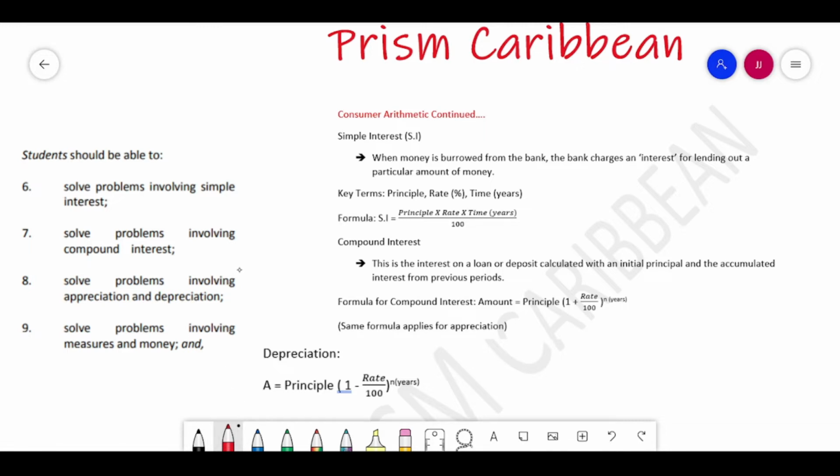Your paper 2 questions 1, sometimes questions 2, consumer arithmetic. Today we will be doing work on simple interest, solving problems involving compound interest, appreciation and depreciation, and measures and money. So let's get down to this topic.